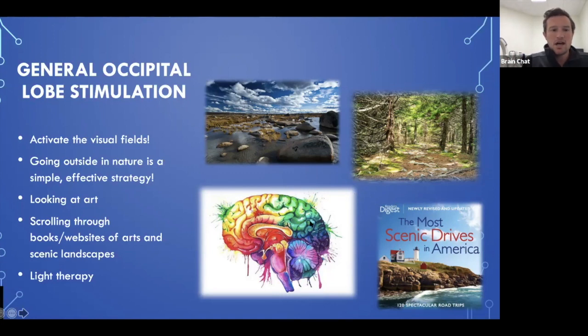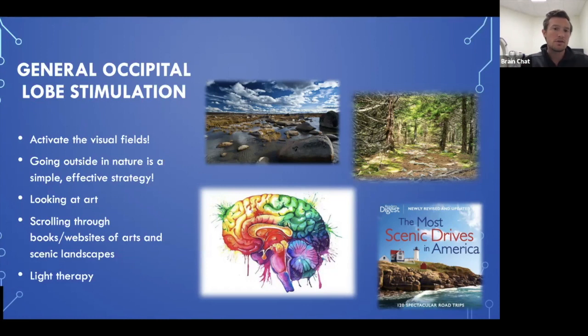If you can't get outside, you can look at art, looking at objects, looking at shapes, colors, patterns, pictures. All that is great stimulation for the occipital lobe. If you don't have an art book, you can scroll through art websites. Pick something that you like to look at and go through and look at them. There's so many great websites that you can just pull up and look at different beautiful landscapes, visual fields. If you like to look at art, you can hop on.